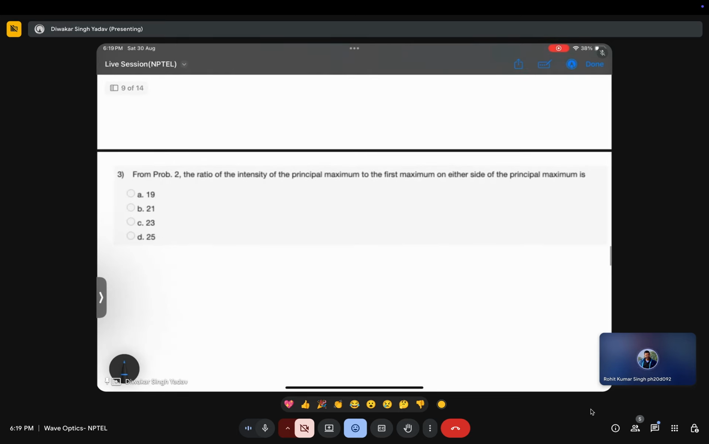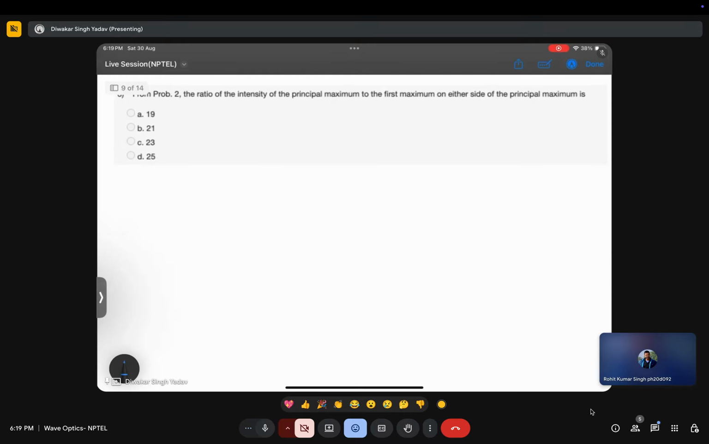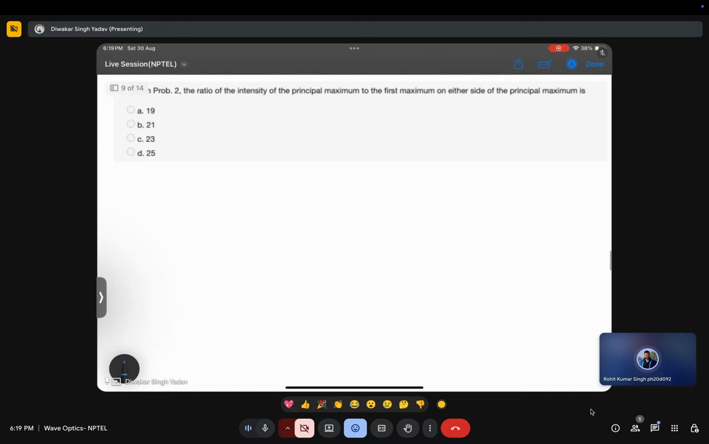Okay, now let's move to the third problem. So it is based on the previous problem. So it's asking what is the ratio of the intensity of principal maximum to the first maximum on either side of the principal maximum. So basically we have this principal maxima and then the secondary first maxima. Okay, so what is the ratio of this intensity? So this we know it is I naught, right? What is this?